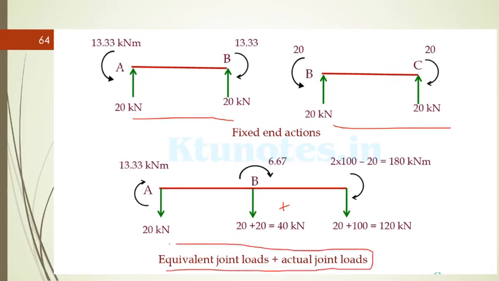So to get the equivalent joint load, you should get the negative. Actually, one step is skipped here. As we have understood the procedure for finding the fixed end action, you should add both the beams, then you should apply the negative to get the equivalent joint load, and then the actual joint load, which is this 100, is added here to get the combined joint load.